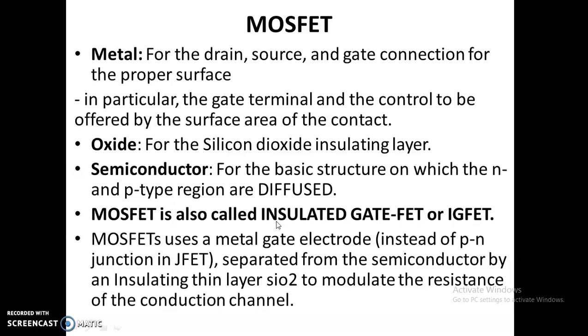What does MOS stand for? M stands for metal, O stands for oxide, S stands for semiconductor. MOSFET is another type of FET. It is one of the important devices used in the design and construction of digital circuits. MOSFET is a short form of metal oxide semiconductor field effect transistor.